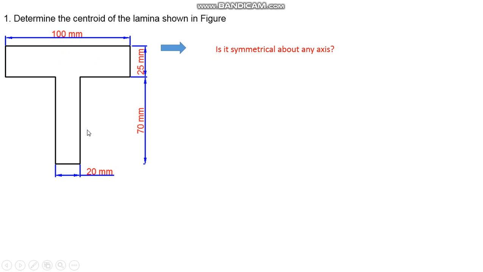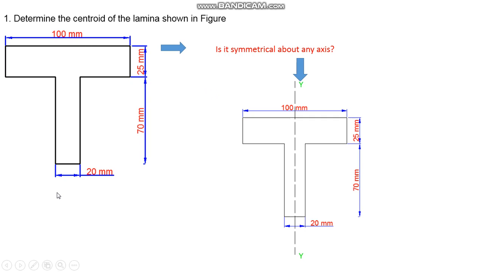Then the first thing is you have to check whether it is symmetrical about any axis. Now definitely it is symmetrical about the y-axis, because this axis divides the left and right portion into two equal halves. Therefore, if you have this type of problem, x bar is equal to 0, so no need to find x bar. We already got the symmetrical y axis. Now we only have to find the centroidal x axis.